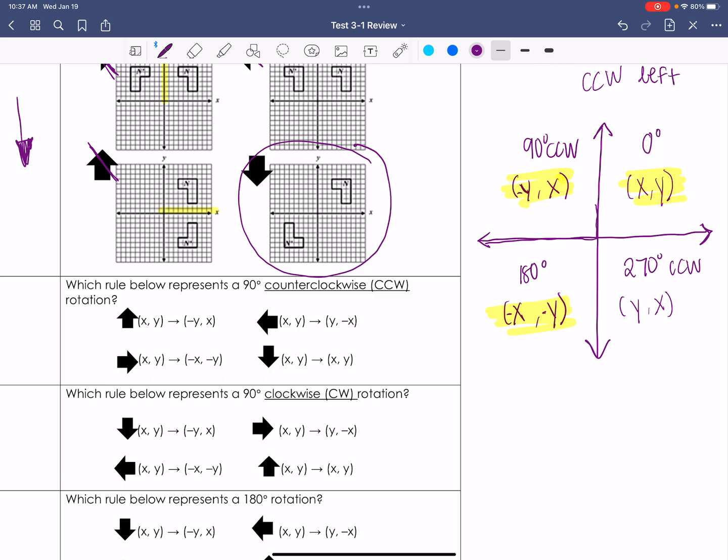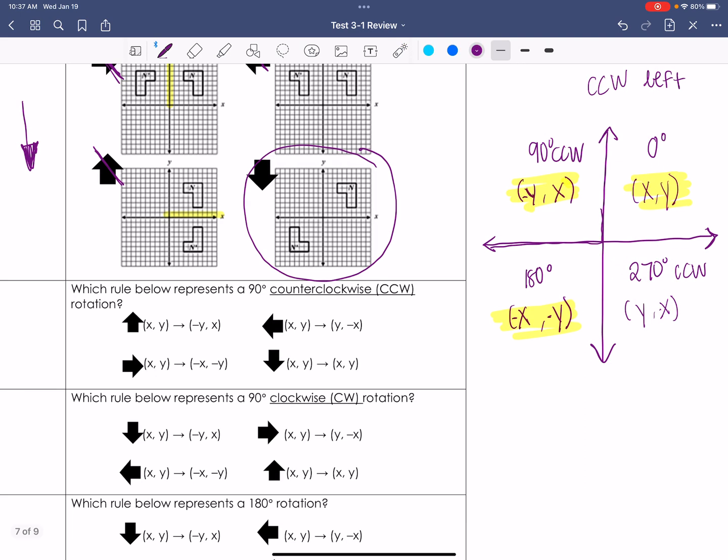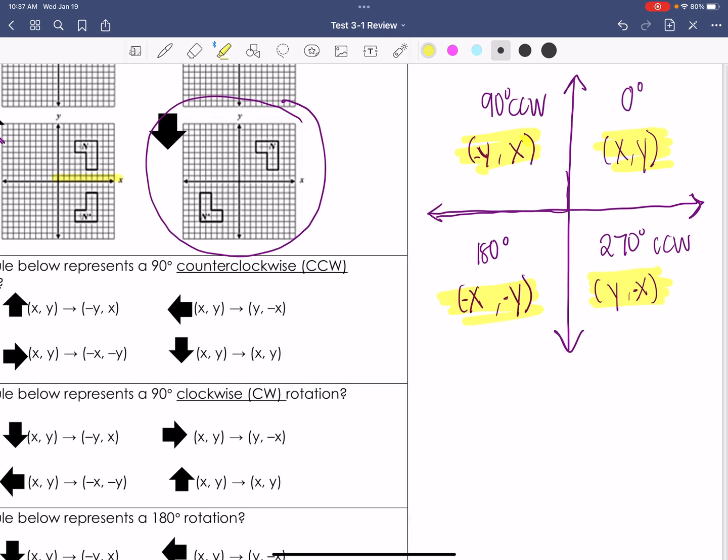And a little trick that I have shown my students is that whenever you're counting, 90 does come first, and then 270 comes second. So 90 degrees comes first, so your first letter gets the negative. 270 comes second, so your second letter is going to get the negative. So that is your rule for a 270 degree counterclockwise rotation.